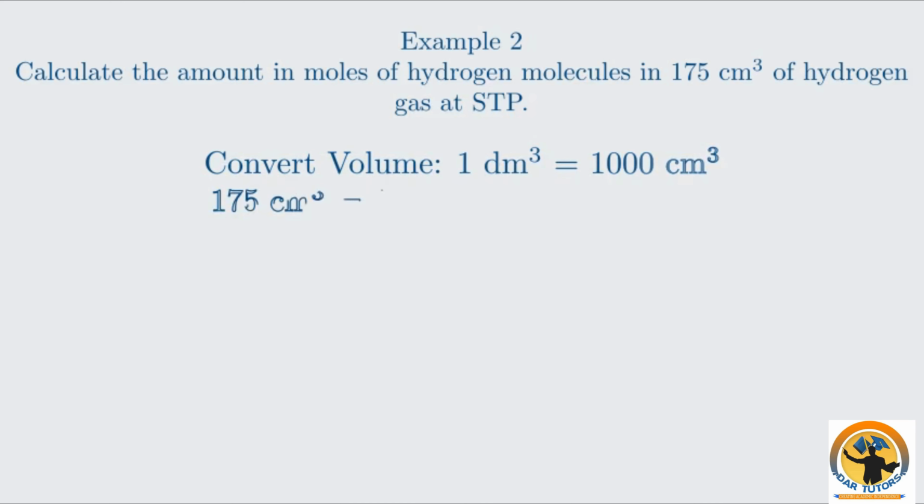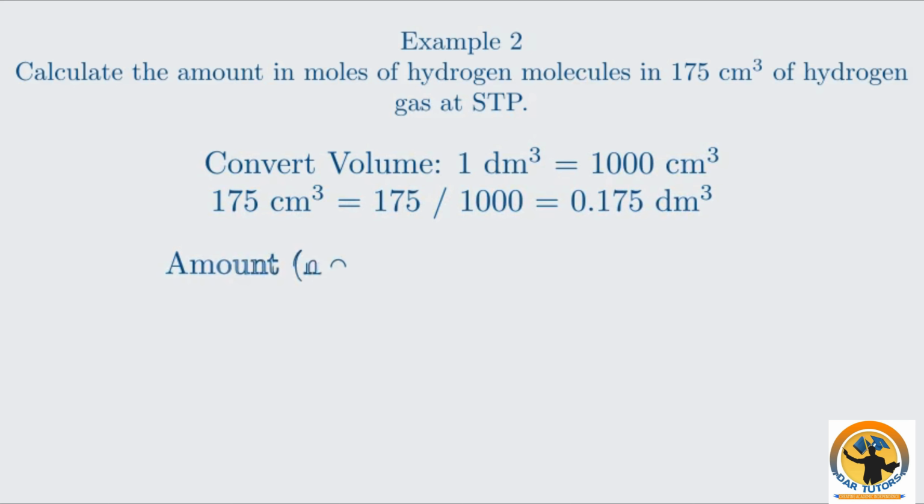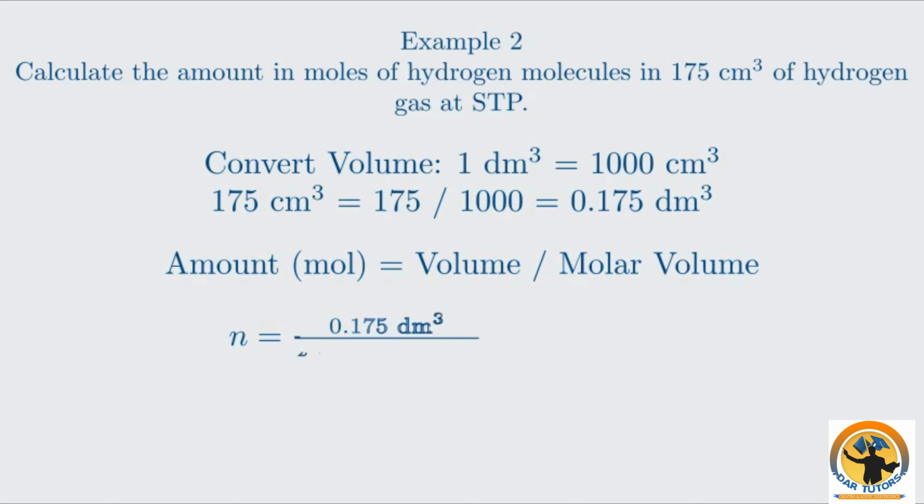So 175 cubic centimeters divided by 1,000 gives us 0.175 cubic decimeters. Now we can use the molar volume constant. To find the number of moles, we divide the volume by the molar volume. 0.175 cubic decimeters divided by 22.7 cubic decimeters per mole gives us approximately 0.0771 moles of hydrogen. These examples demonstrate how the molar volume concept at STP simplifies calculations.